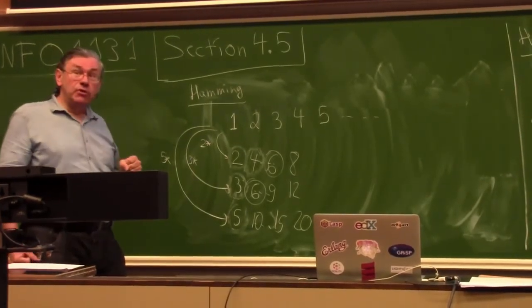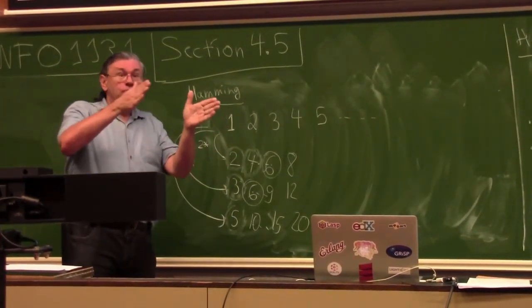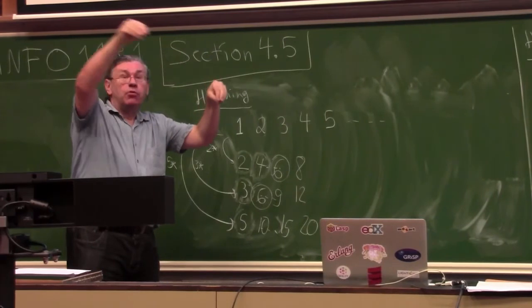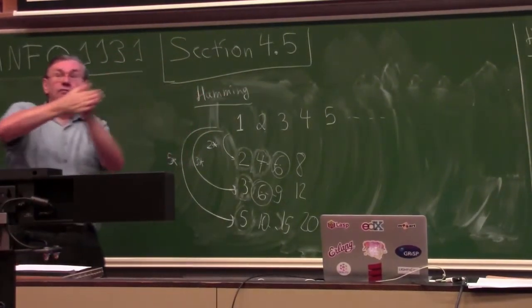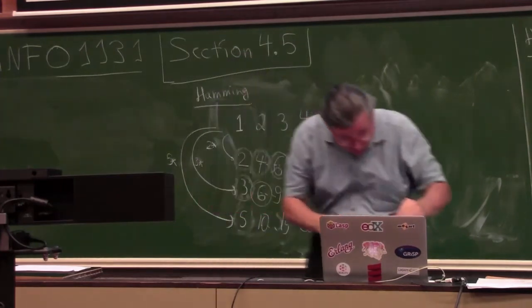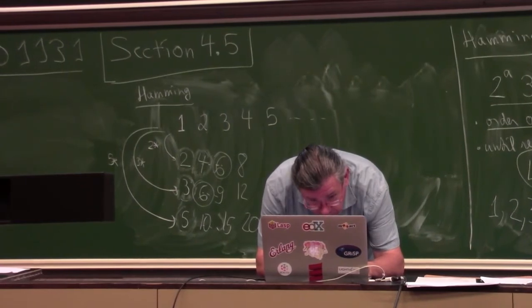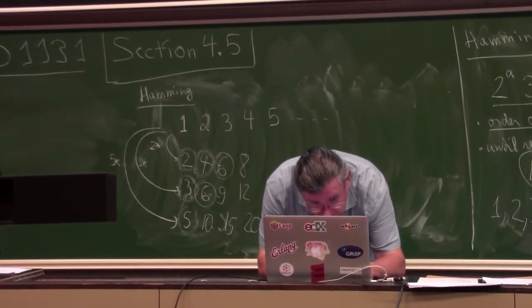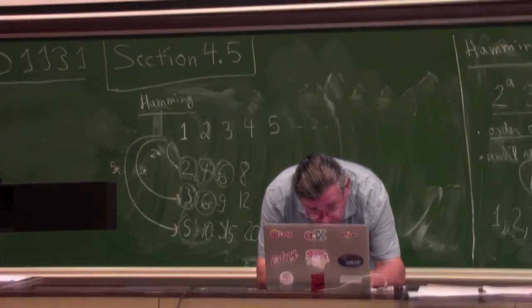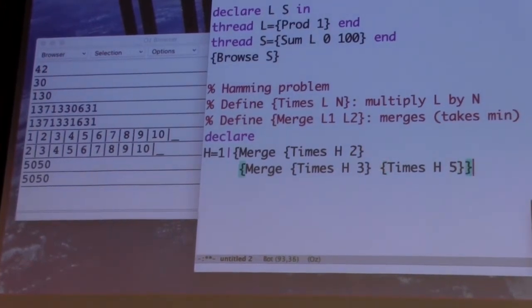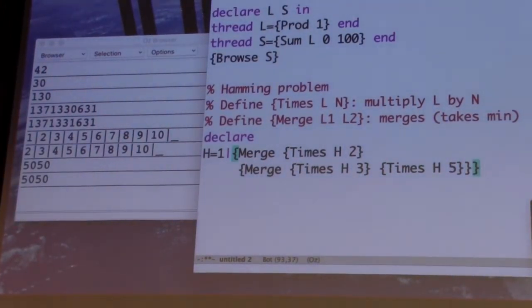So the merge is very similar to the merge in a merge sort. Merging two ordered lists will take the minimum element, put it first, and continue. So basically it gives you all of them in increasing order. So it looks like this. I do a merge of times H2 and merge of times H3 times H5. So this is it. That's the whole program. So this program will compute the Hamming sequence.